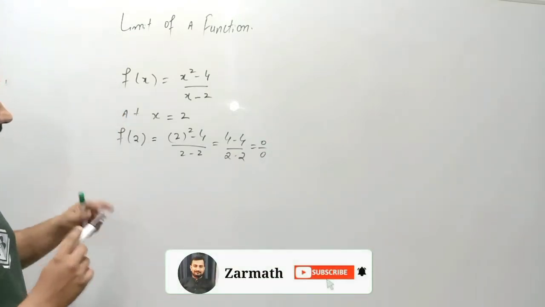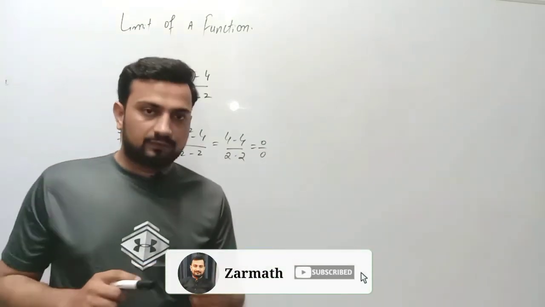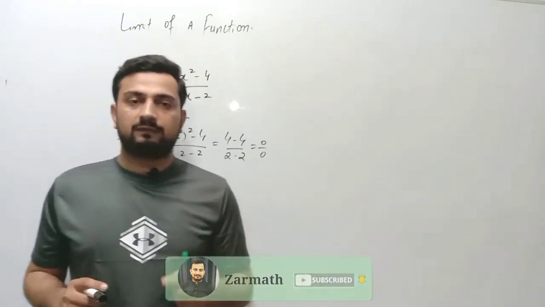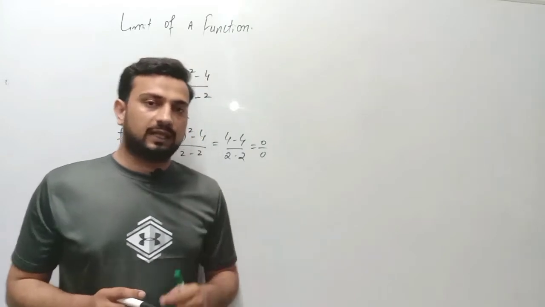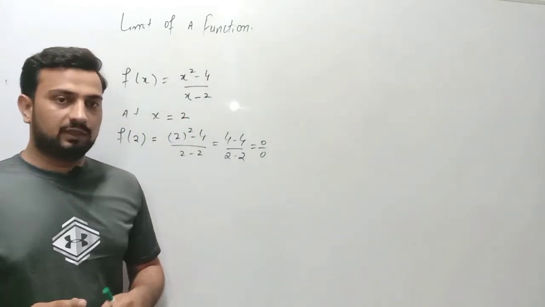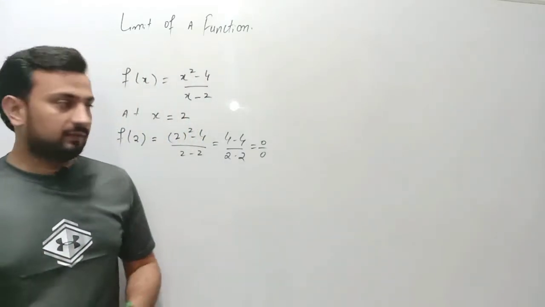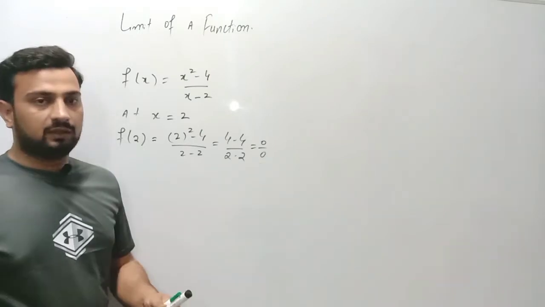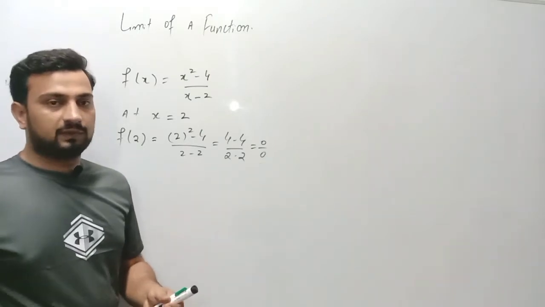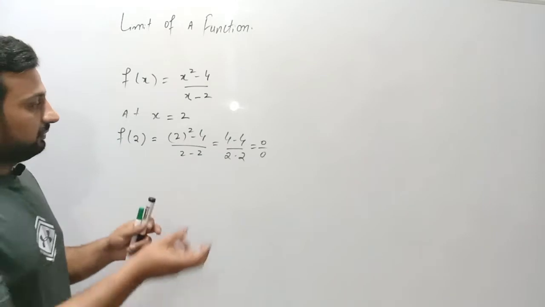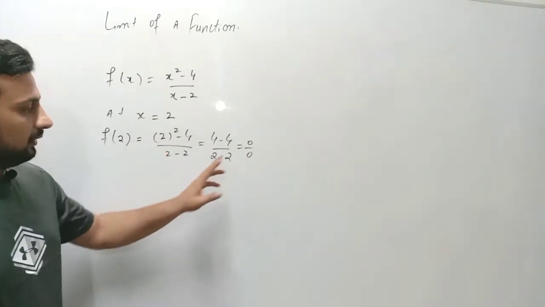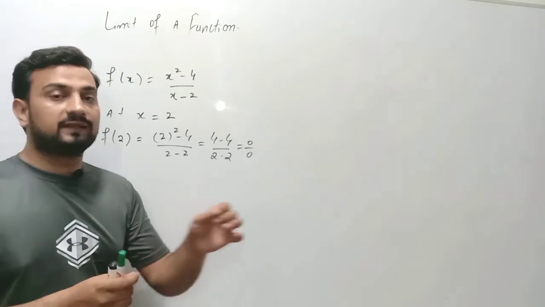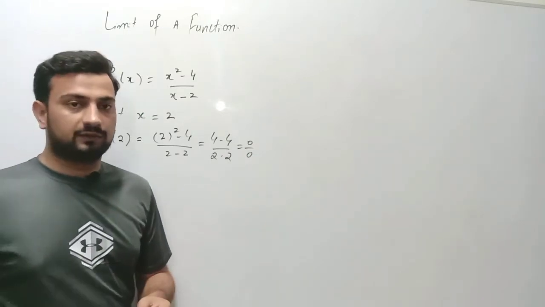So we have just observed that when we substitute x equals 2 in that function, we get an undefined answer. So how are we going to check this? We will check the behavior of this function at some neighborhood of 2. This leads us to the concept of limit of a function.